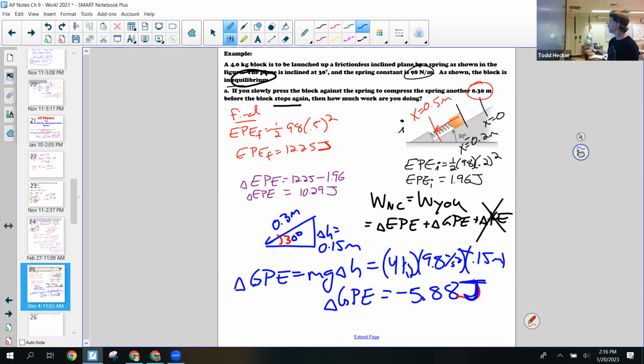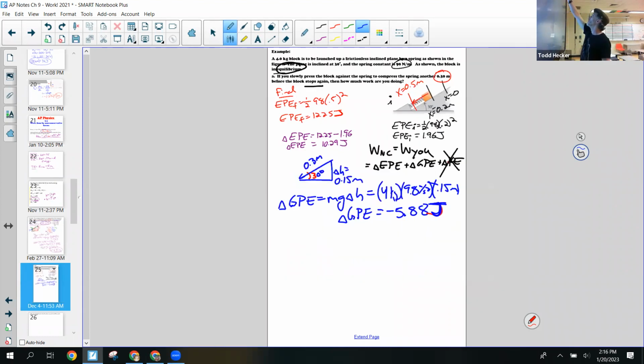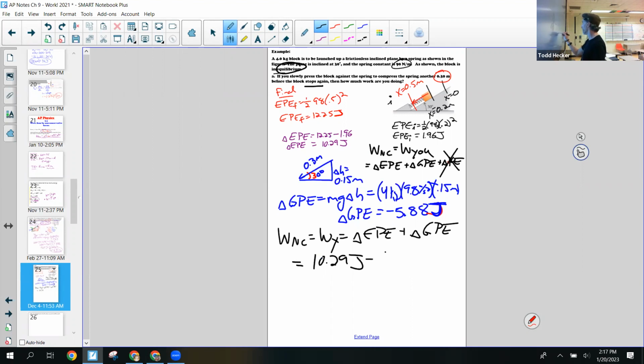All right. So that means then, almost out of room here, the work done by non-conservative forces, that's the same as the work you did, is the change in EPE plus the change in GPE plus the change in kinetic energy, which is 0. So we gained 10.29 joules of elastic, but lost 5.88 joules of gravitational for a net change of 4.41 joules. So that's the work that you did.